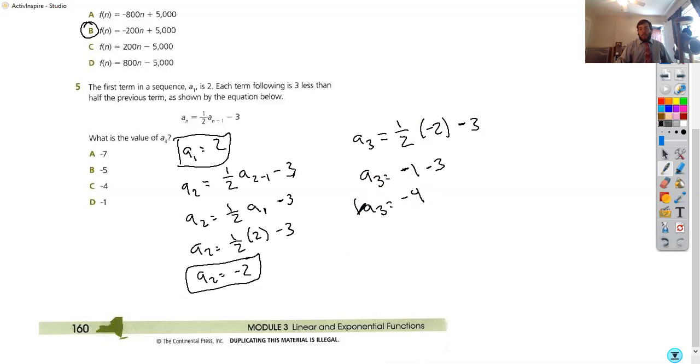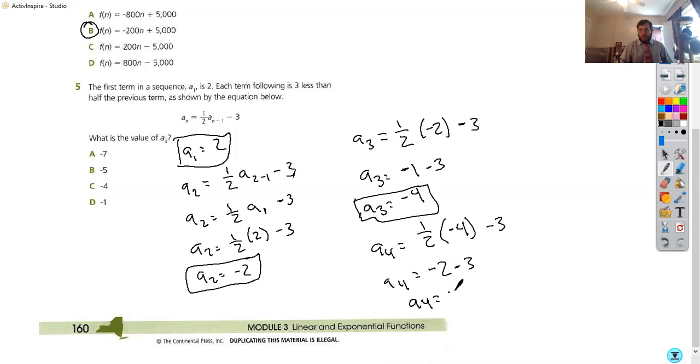Then to find our last term, the one we're looking for, A4, we take 1/2, multiply it by our term before, which is -4, and then subtract 3. So A4 equals 1/2 of -4, which is -2, minus 3. So A4 equals -5, which is choice B.